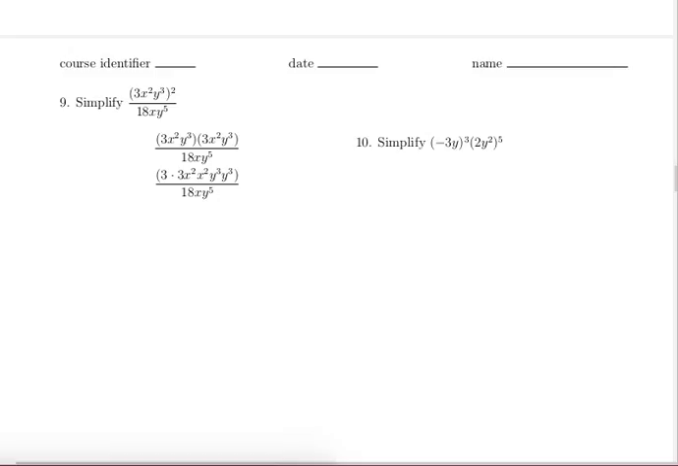Of course, 3 times 3 is 9. X squared times x squared means x times x, and then x times x, that would be x to the 4th. Y times y times y times y times y times y is y to the 6th.